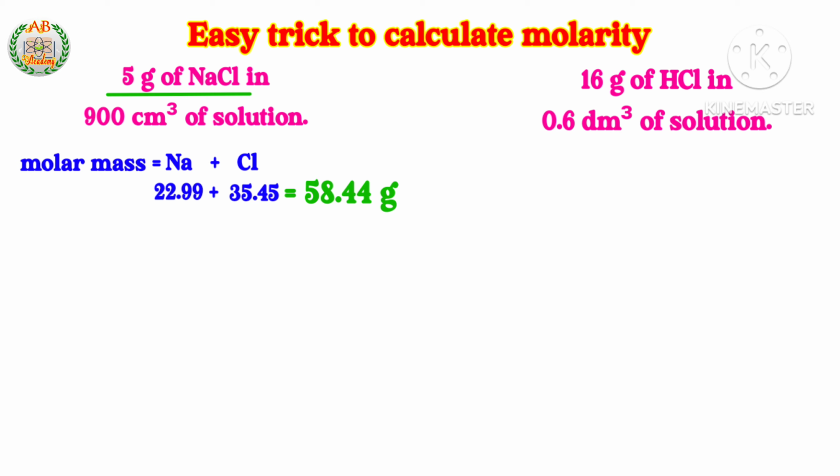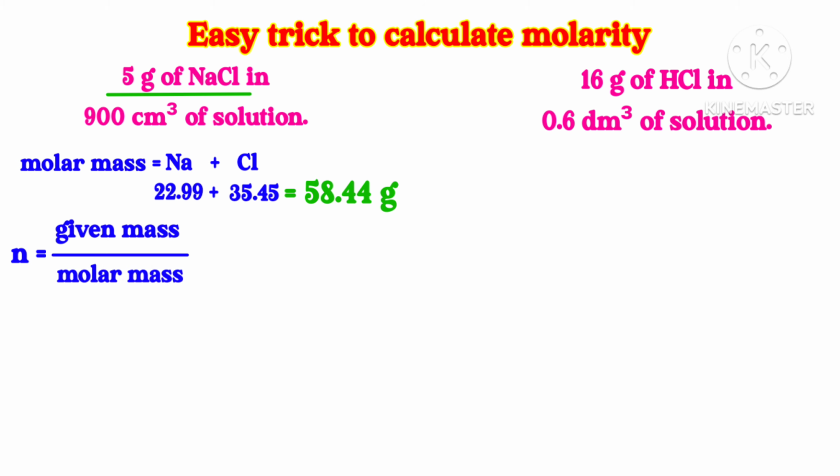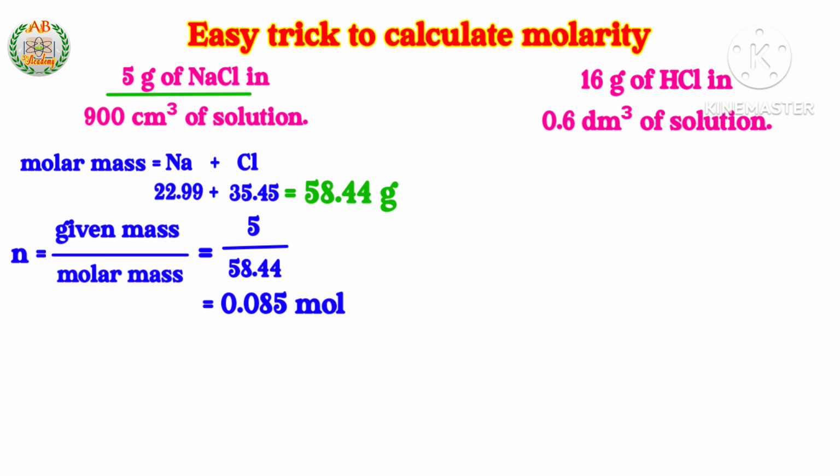Now to find the number of moles of sodium chloride, I divide the given mass of sodium chloride by its molar mass. The given mass of sodium chloride is 5 gram and the molar mass of sodium chloride is 58.44 gram. After calculation, I get 0.085 mole. Hence, the number of moles of solute n equals 0.085 mole. Secondly, the volume of a solution is 900 cm³.